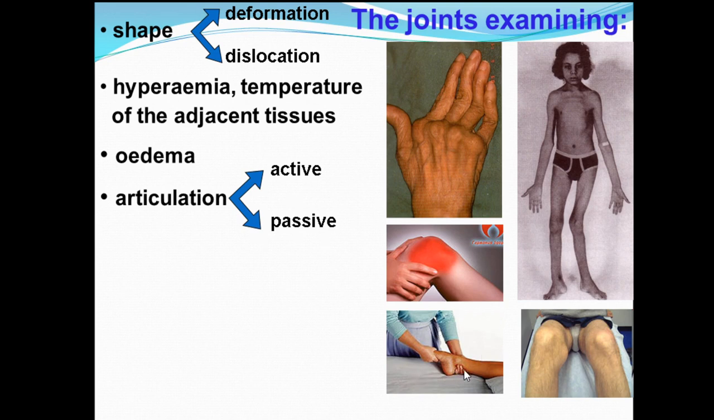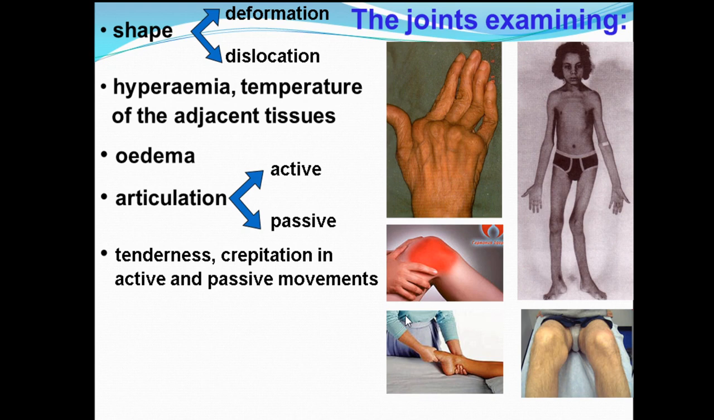One hand fixes the joint located above the examined one, the other hand moves the joint in a definite direction depending on its characteristic, because every joint can do a specific movement. During palpation of the joint, or sometimes during active movements on inspection, we can reveal some crepitation, some restriction of active or passive movement, and tenderness.